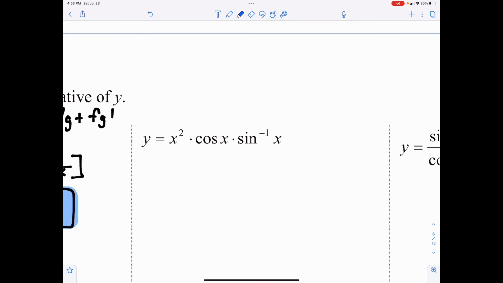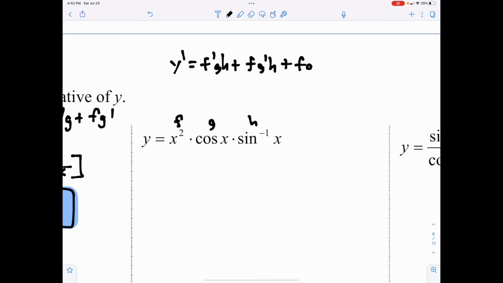Okay, so we have, this time, 3 products. We have f times g times, we'll call this h, right? So y prime would be what? F prime times gh plus f times g prime times h plus fg times h prime.